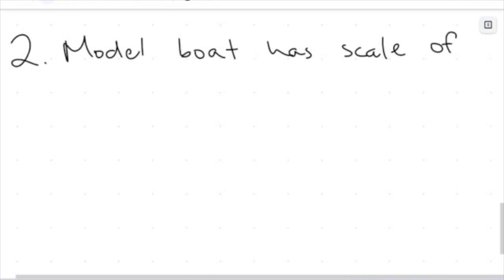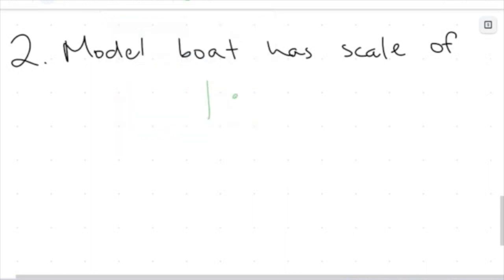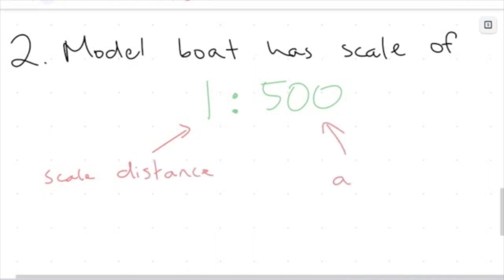of 1 to 500. Now, what does this mean? Well, our scale ratios, we remember, always had the scale distance and the actual distance. So in other words, this means that if I measure something on my model, my actual thing is going to be 500 times more than that.